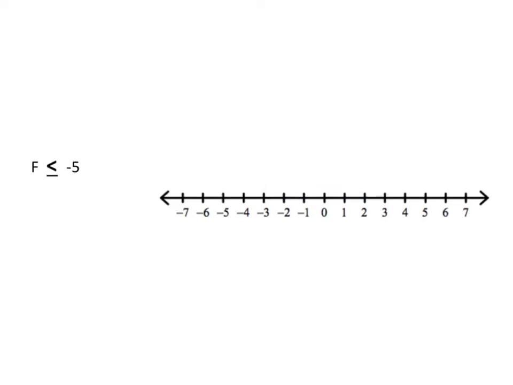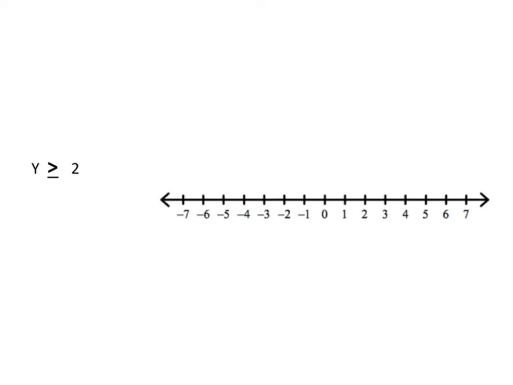Our next example is f is less than or equal to negative 5. So I find negative 5 on the number line and I circle it. Since it is equal to, I fill it in. It is a closed circle. I know that because of this little line right here, the equal to sign. And since it is less than, I'm going to shade to the left. And I want to make sure that arrow is nice and big so I know that my line can continue that way.